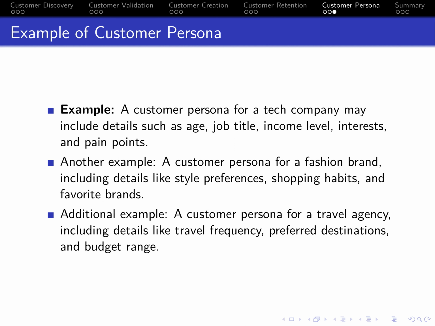In the case of a travel agency, understanding customer details like travel frequency, preferred destinations, and budget range is crucial. This information allows the agency to offer personalized travel packages and experiences that cater to their customers' preferences and budget constraints. By developing and utilizing customer personas, businesses can effectively connect with their target audience and enhance their overall marketing strategies.